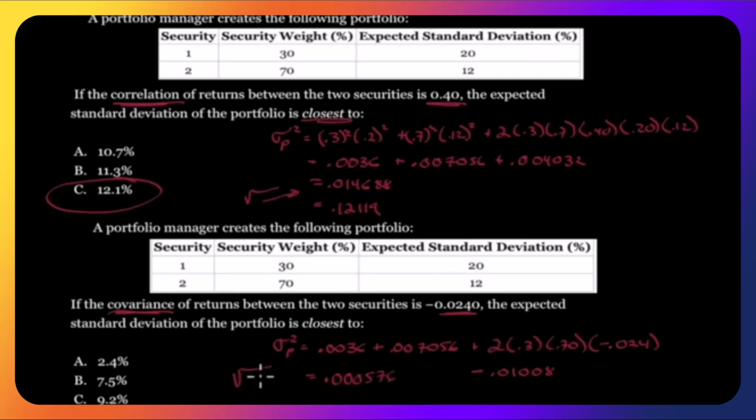So if we add these two and subtract that, we'll get 0.000576. We want to take the square root of that. That'll give us 0.024 or 2.4%. Do I have that anywhere?